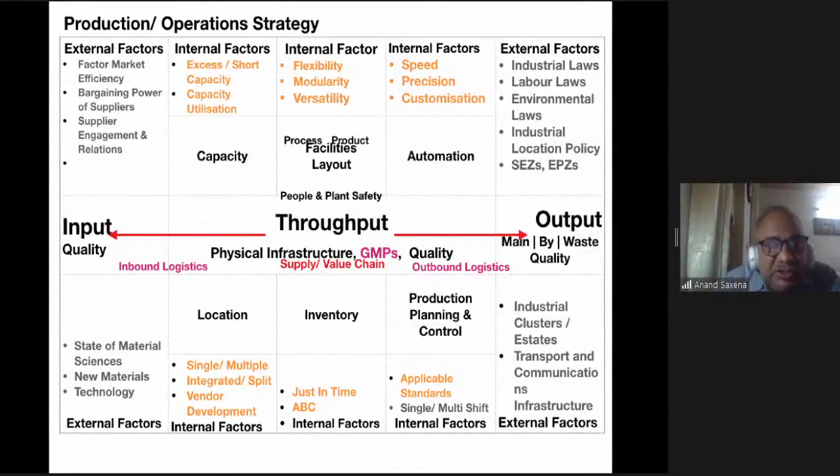If there is any question on production or operations, I will come back to it. But I think I have given you a reasonable amount of perspective of the production or operations strategy.